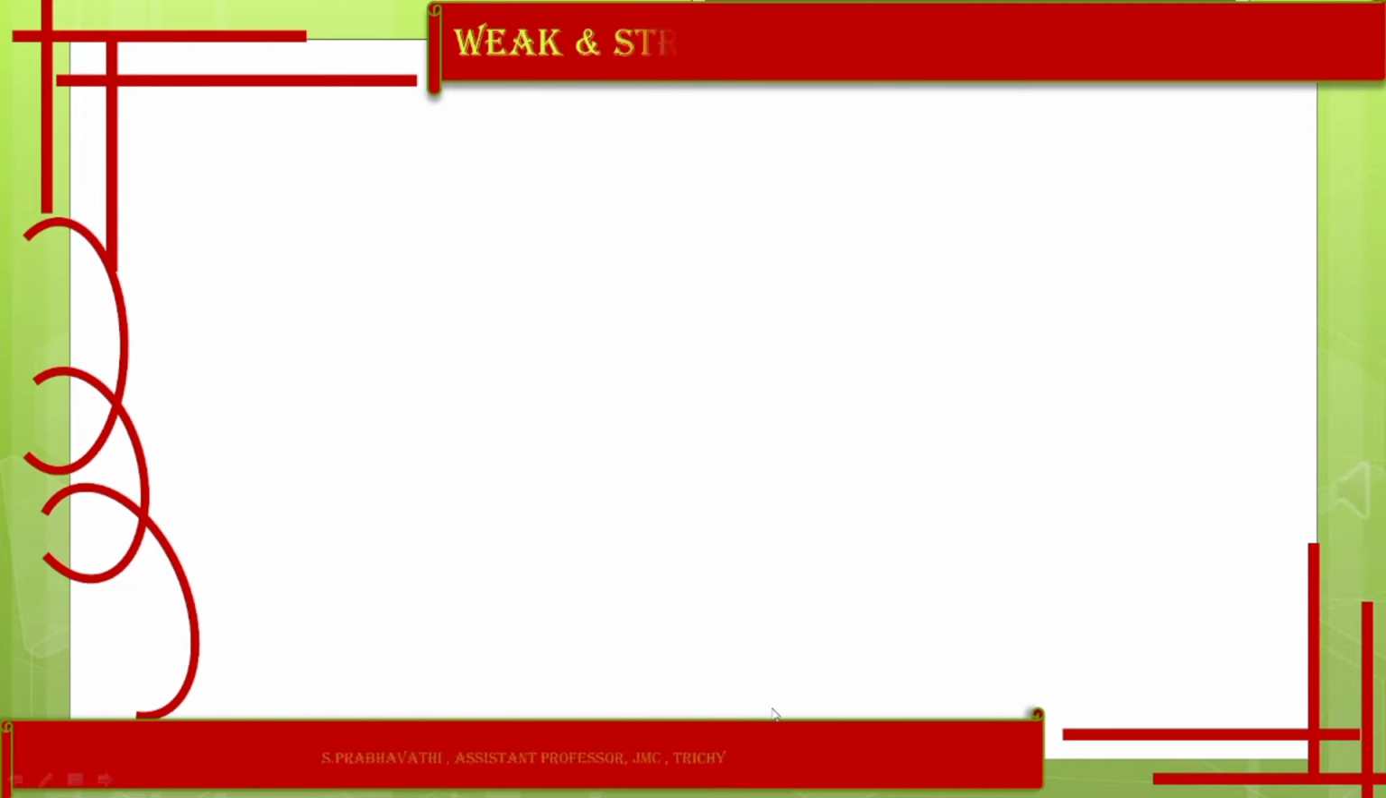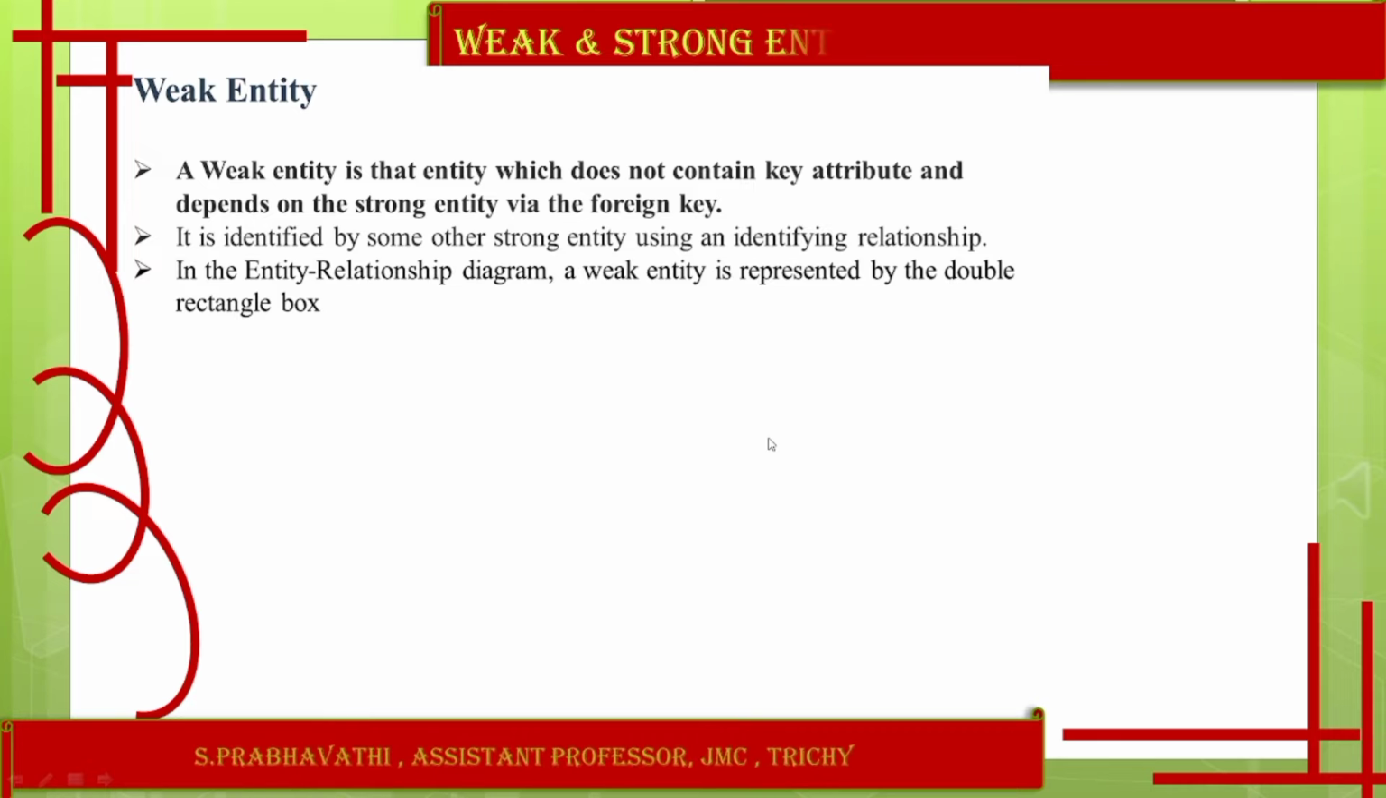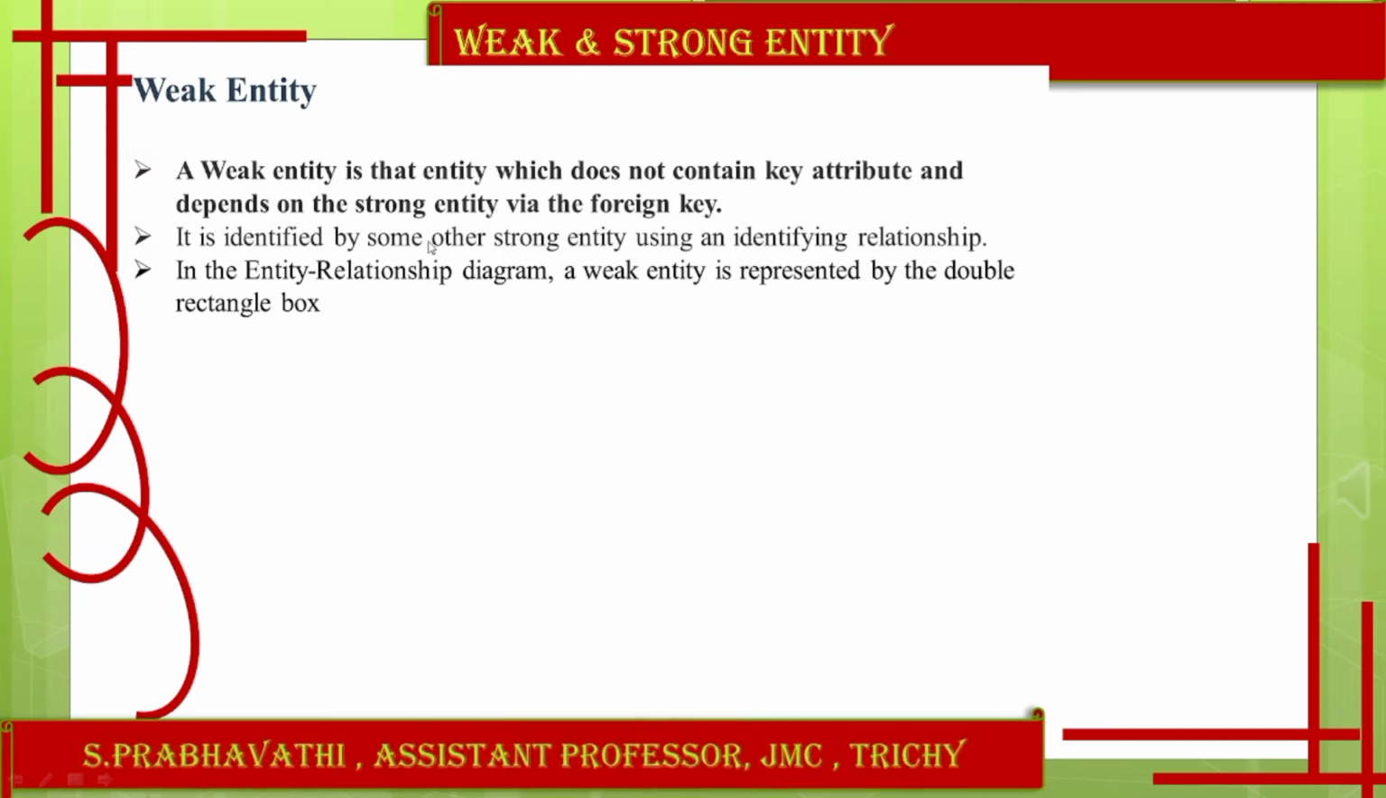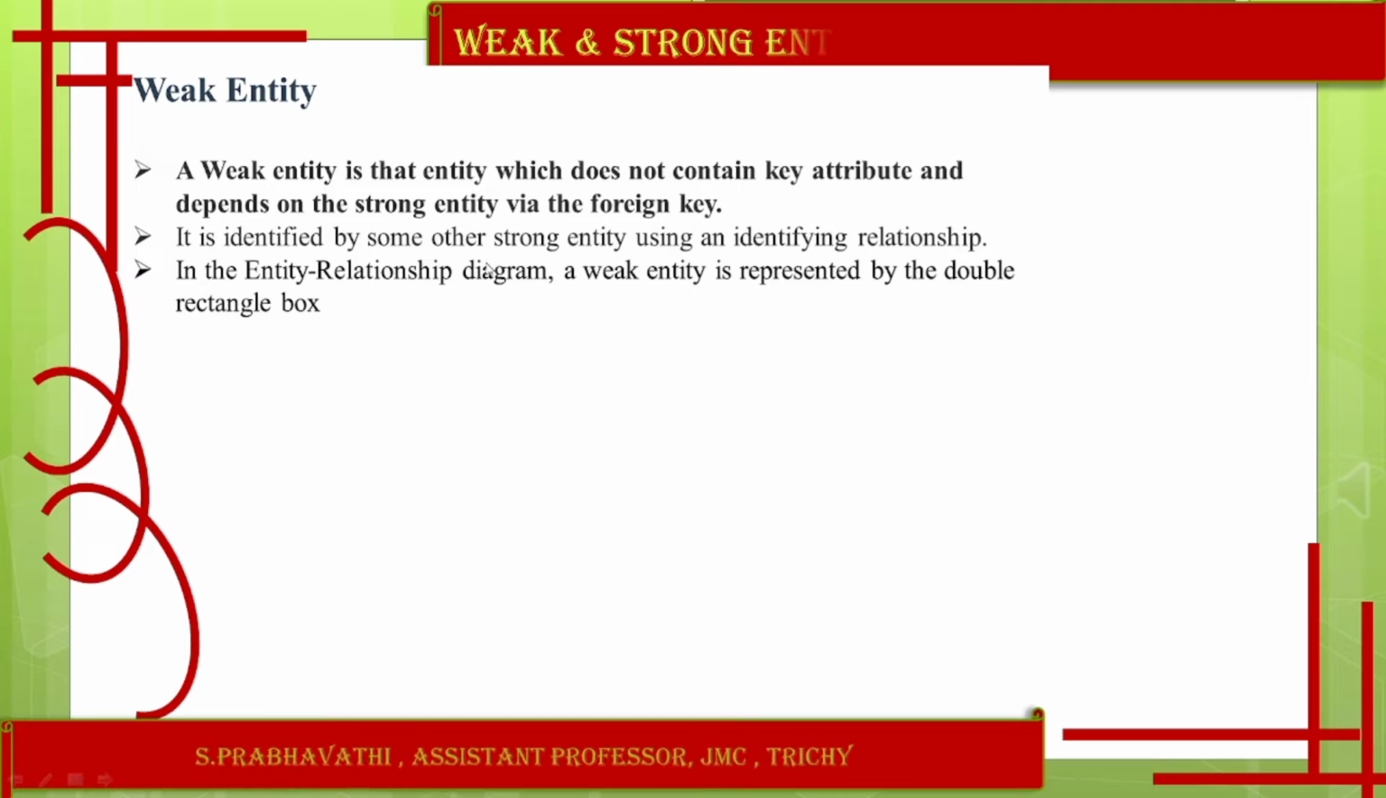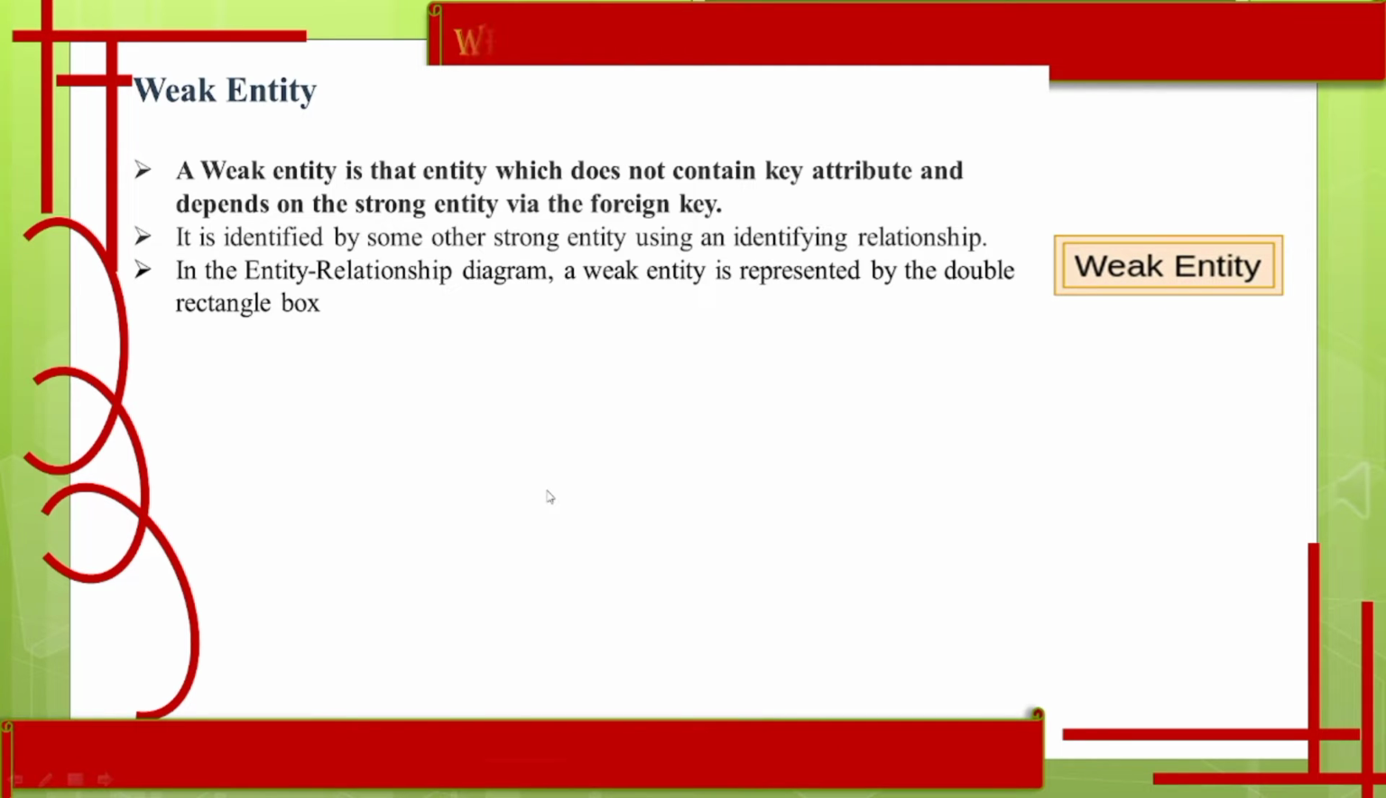Weak entities and strong entities. Weak entity: a weak entity is an entity which does not contain a key attribute and depends on the strong entity via the foreign key. It is identified by some other strong entity using an identifying relationship. In the entity relationship diagram, a weak entity is represented by a double rectangular box. This is a weak entity.